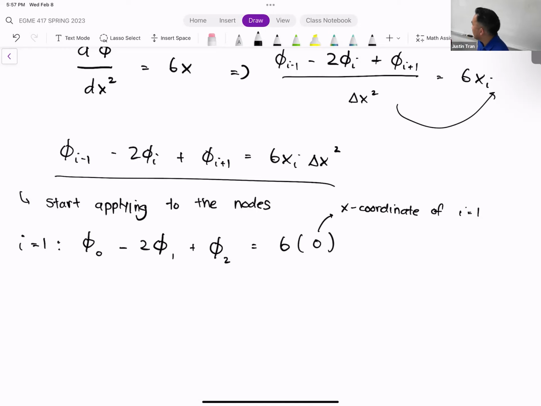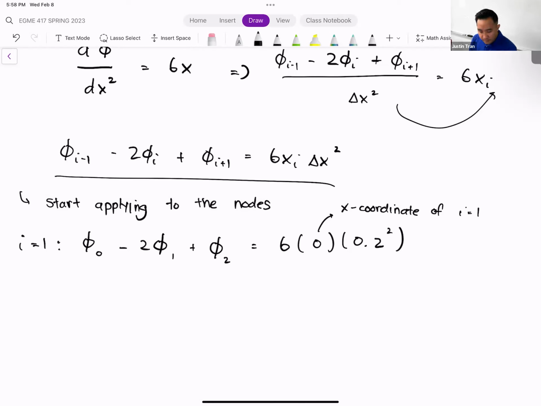And we're multiplied by delta x squared. We know delta x from earlier. Delta x is 0.2, and so we're going to multiply this by 0.2 squared. All right, so that's our first equation. That's the first application of finite differences.